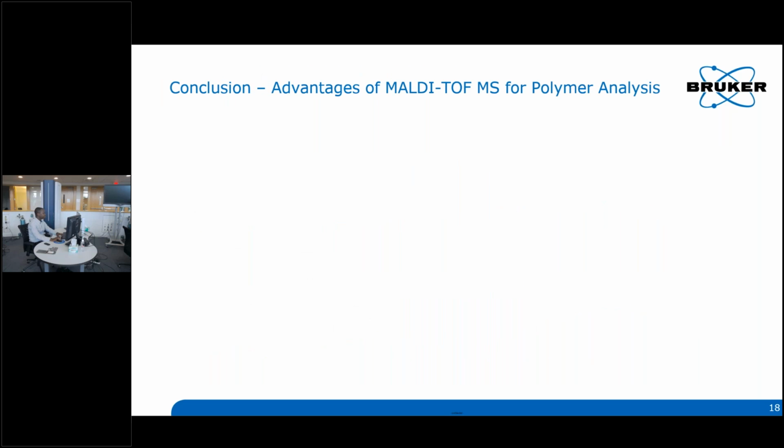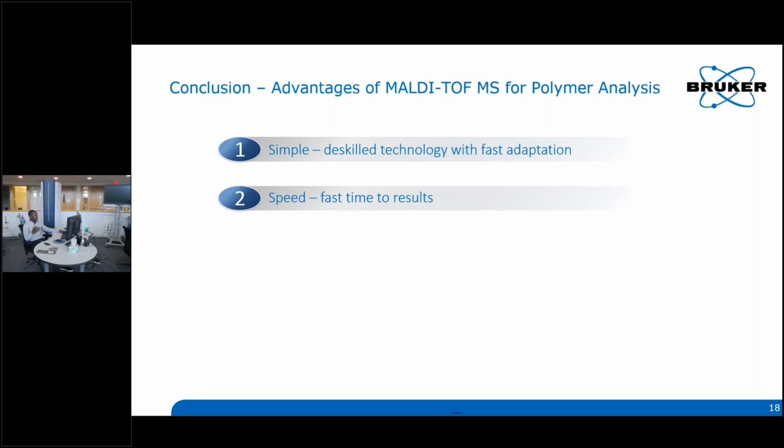So in conclusion, some of the advantages of MALDI TOF MS for polymer analysis. Hopefully I've been able to convince you that MALDI is a very simple and de-skilled technique with fast adaptation, that it's a very fast analytical technique for polymers. In just about 5 minutes, you're able to basically know what you have in your sample, and those 5 minutes comprise about 4 minutes for sample prep. The data acquisition step itself is only just a few seconds. It gives you direct access to molecular weight as well as end groups.